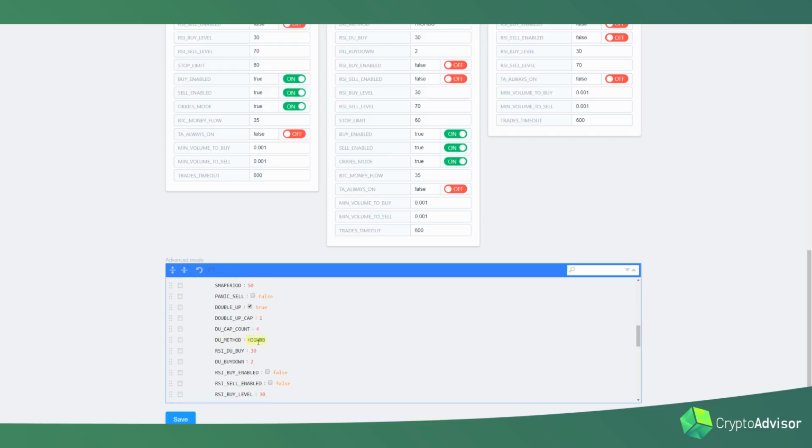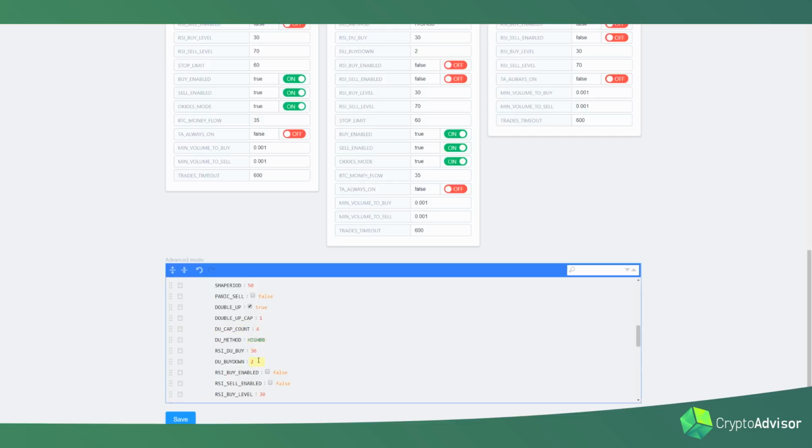Next, the double up method, I would leave it at high Bollinger Band. I find that to be a very good strategy for buying on the double ups. I find that it really does get some really good entries on the way down. So that I would leave that as is.